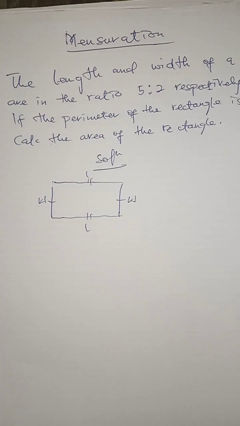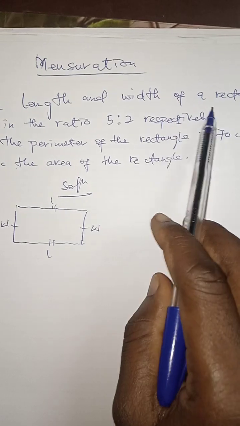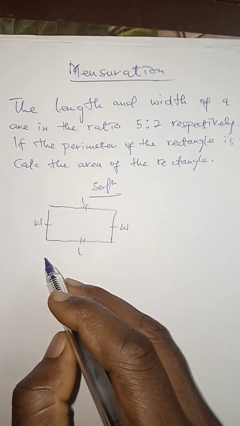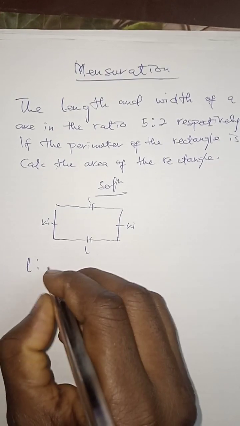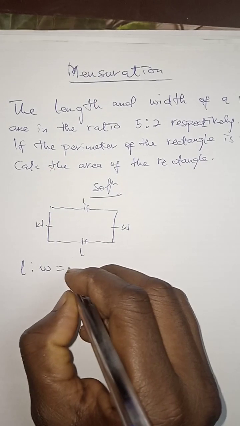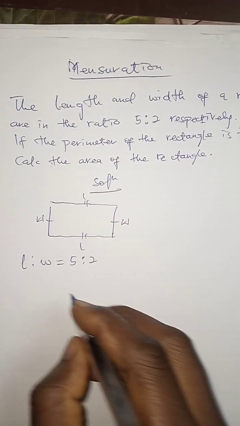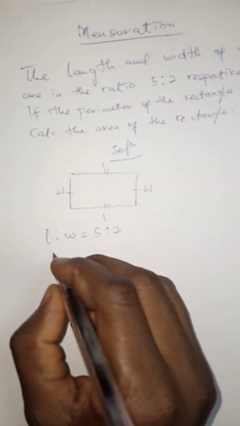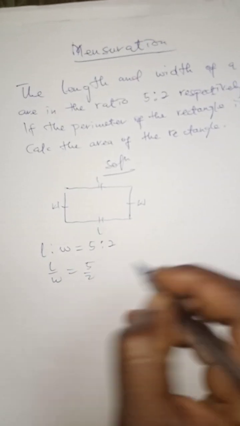Okay, so from the question we have been given that the length and the width are in the ratio 5:2. So we can write the expression for it. The ratio of the length L to W is equal to 5:2. So we can change the ratio to a common fraction to get L over W is equal to 5/2.